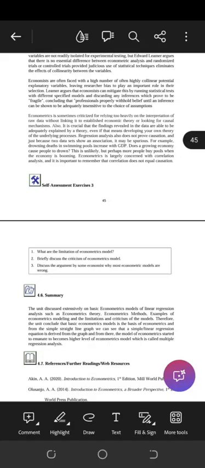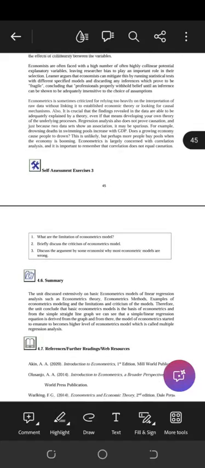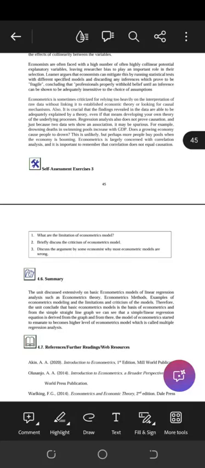All right. Leaving researcher's bias to play an important role in their selection. Leamer argues that economists can mitigate this by running statistical tests with different specified models and discarding any inferences which prove to be fragile, and conclude professionally, without belief, until an inference can be drawn.